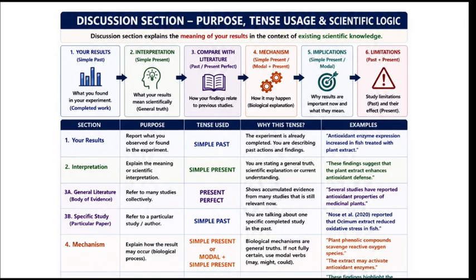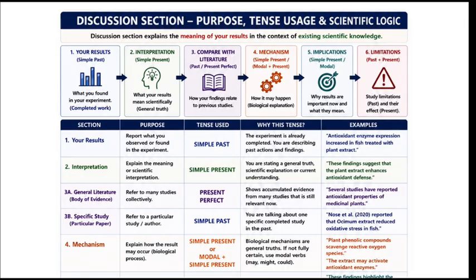For example, when we have a result like this: metals induced oxidative stress is reduced by 50% under a plant extract treatment. So that is our report, and from that report, that is our evidence.